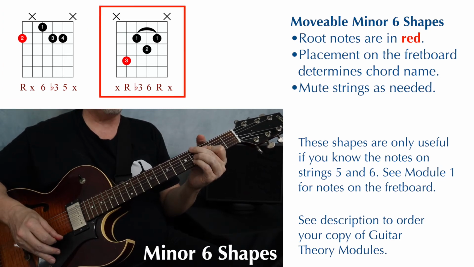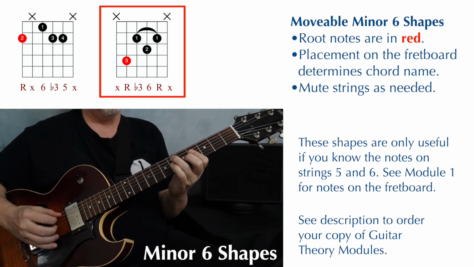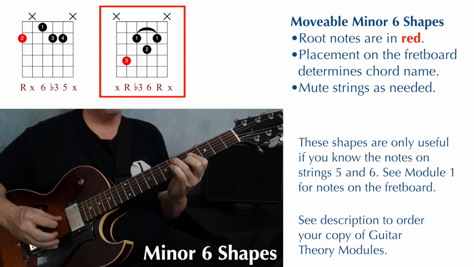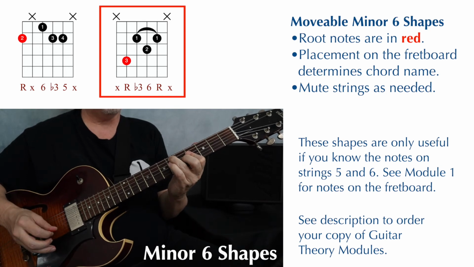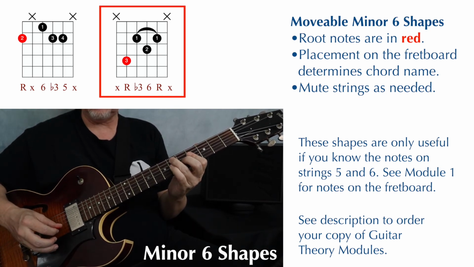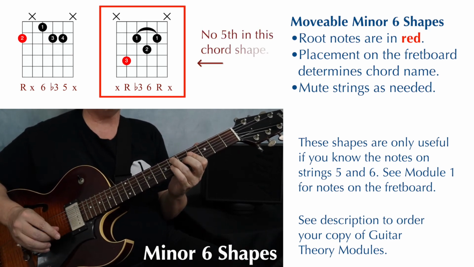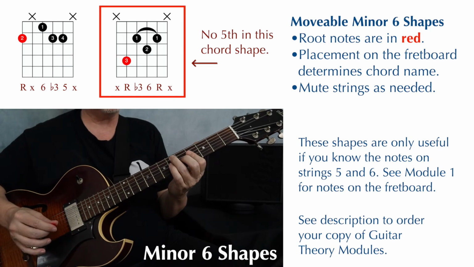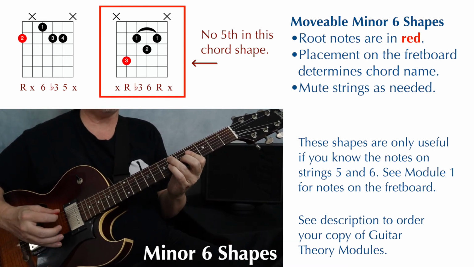And here's a minor 6 shape you can play with the root on the 5th string. So your finger 3 is playing the root, finger 1 is playing the 3rd of the chord, finger 2 is playing the 6th of the chord, finger 1 is playing another root. So first of all, finger 1 is barring strings 2 through 4, but also there is no 5th in this chord, at least this chord shape, I should say. We have a root, a 3rd, 6th, and another root. And we're muting the 1st string and the 6th string.